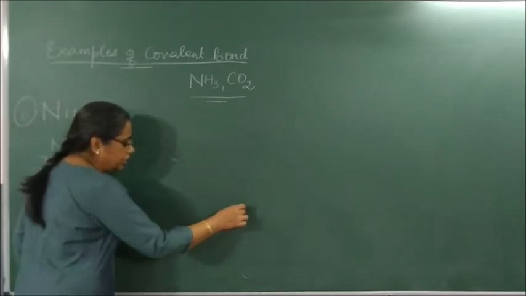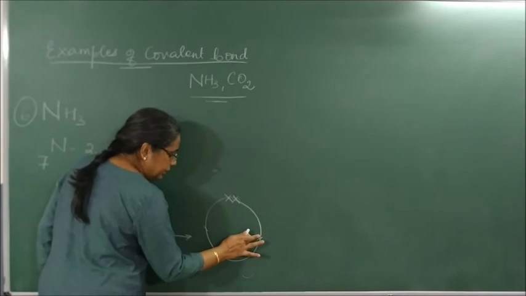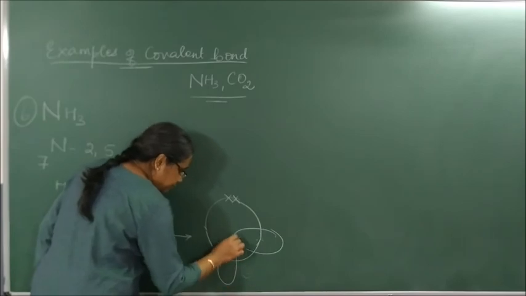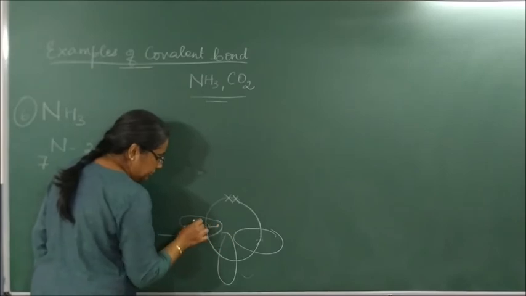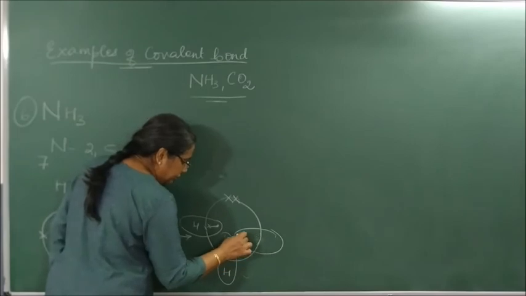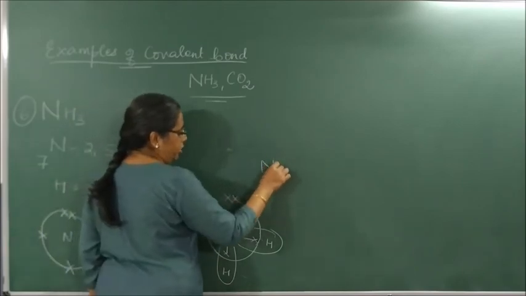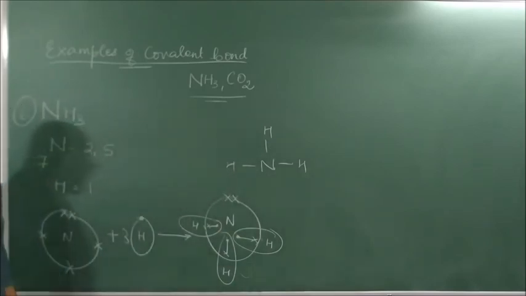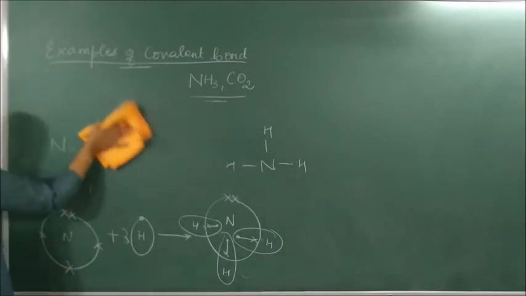So it will form what? You have N, and you have 1 and 1. This becomes hydrogen. 1 and 1. This becomes hydrogen. Again. So our structure becomes what? N, H, H, H. This was done easily.